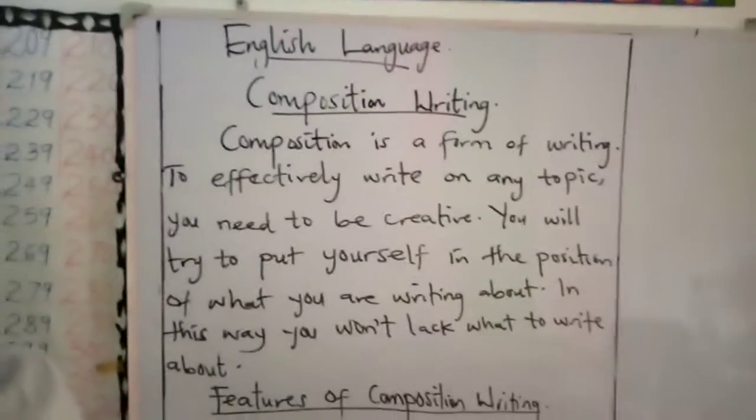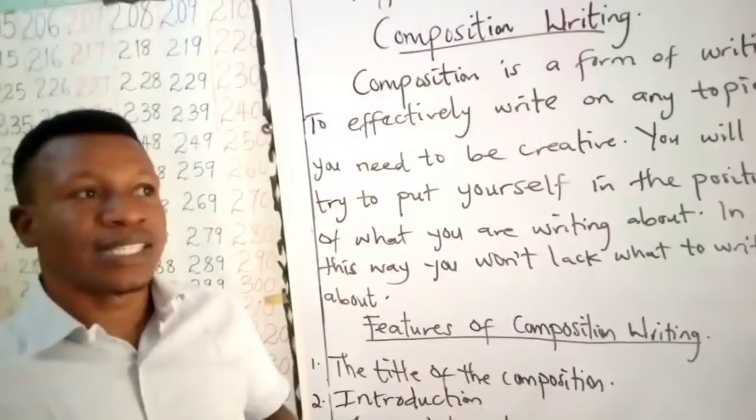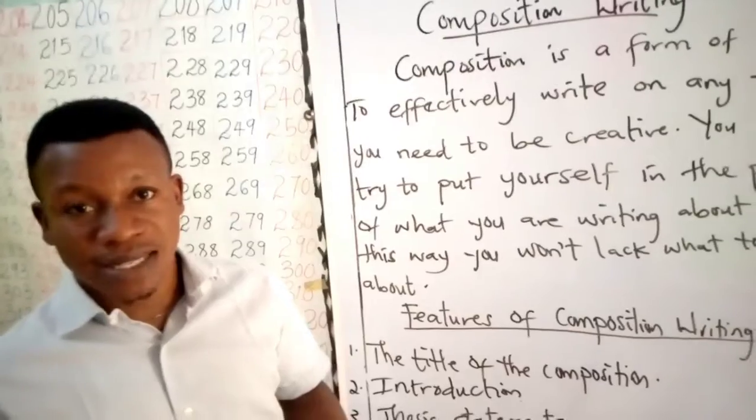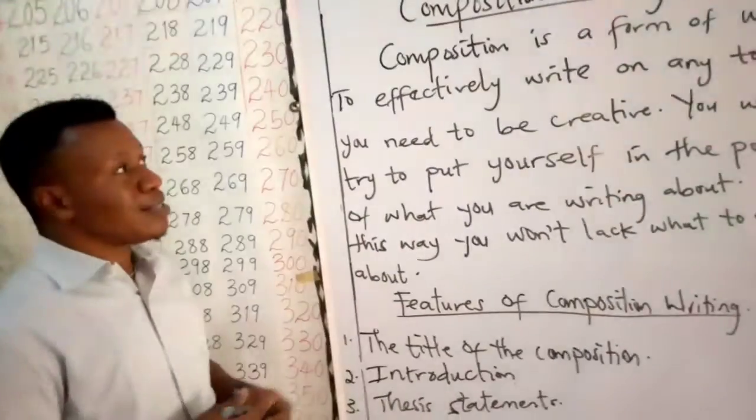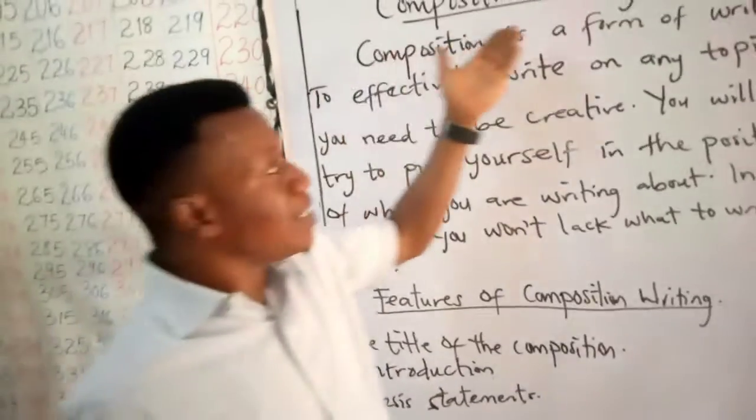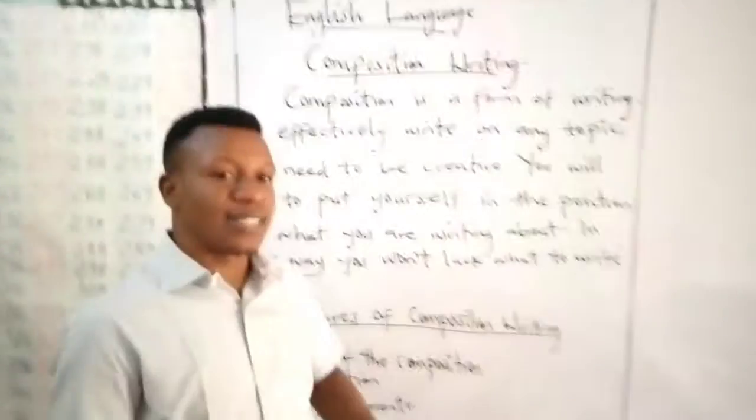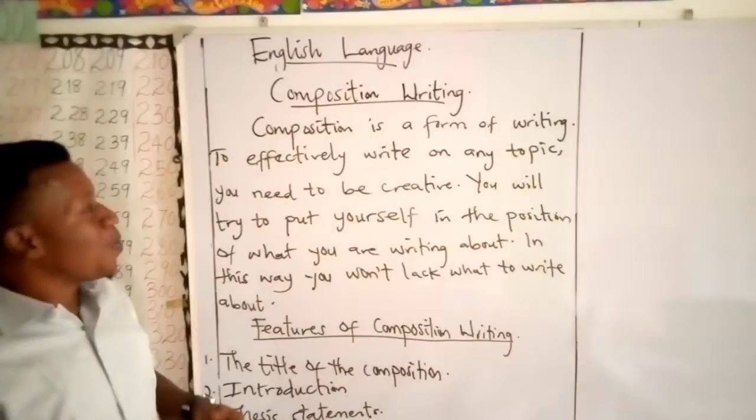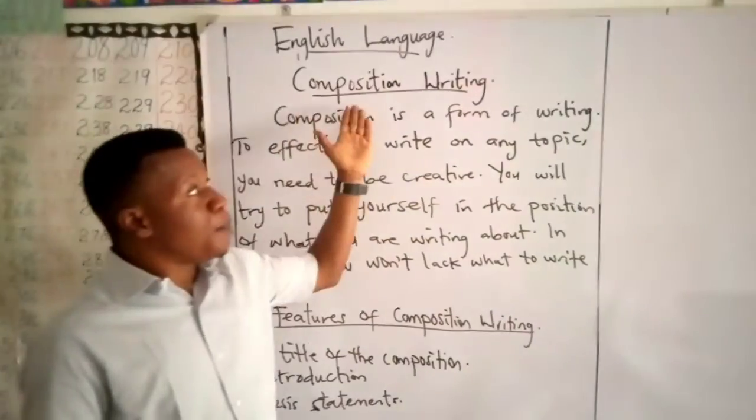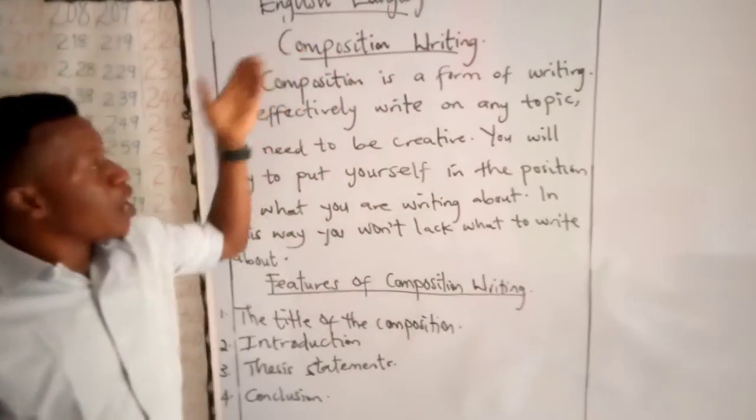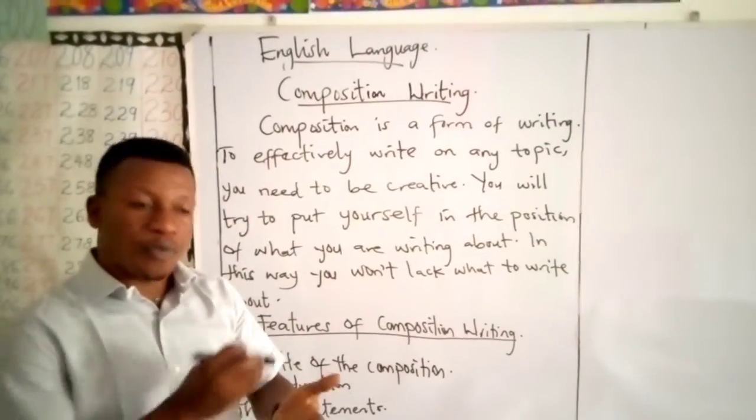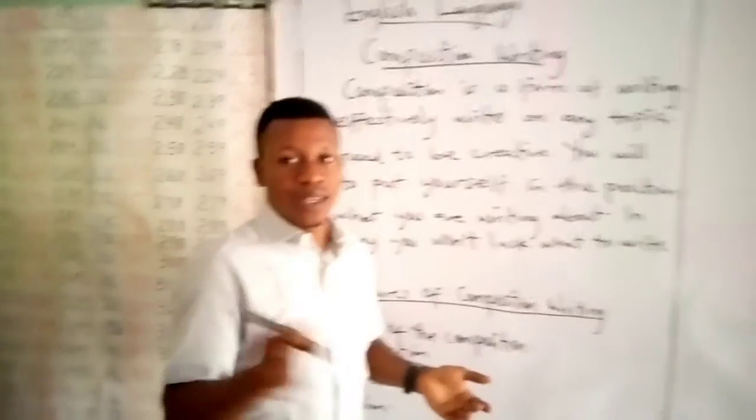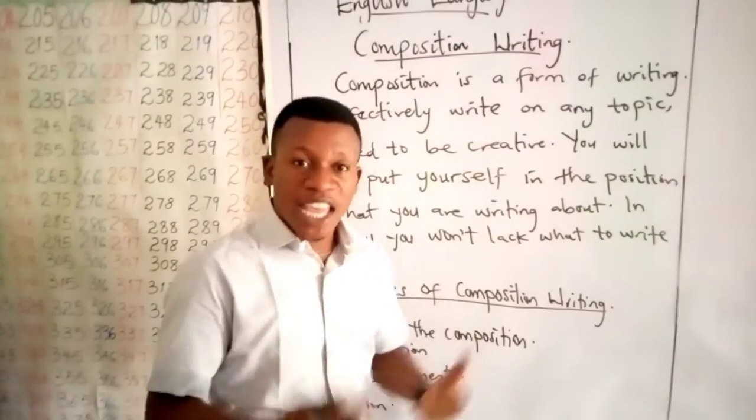Okay, today we're looking at something different from what we've been doing. Remember the last class we did expressing future tenses or actions? So this time around we're going to be looking at writing, composition writing. I hope you know how to write a composition. Alright. Composition writing. A composition is a form of writing.